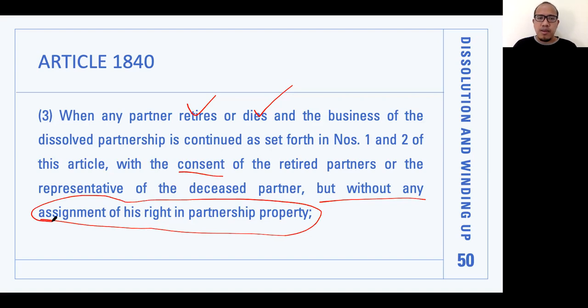Ang pinagkaiba lang nito number 3, sa number 1 at number 2 kasi merong assignment of rights in partnership property. Kasi sa number 3, merong retirement, may namatay, it will cause a dissolution, pero wala daw assignment of rights in partnership property. In any case, kailangan nating makita dito na yung dissolved partnership is continued at hindi nag-liquidate. Kasi yun yung nangyari sa number 1 and number 2. Tinuloy yung business without undergoing the process of liquidation.